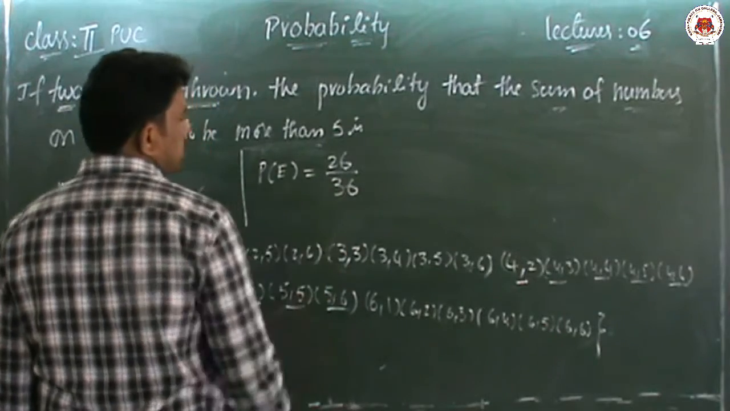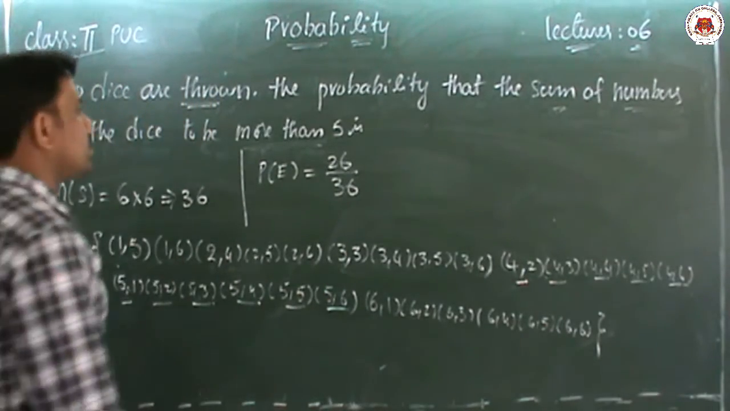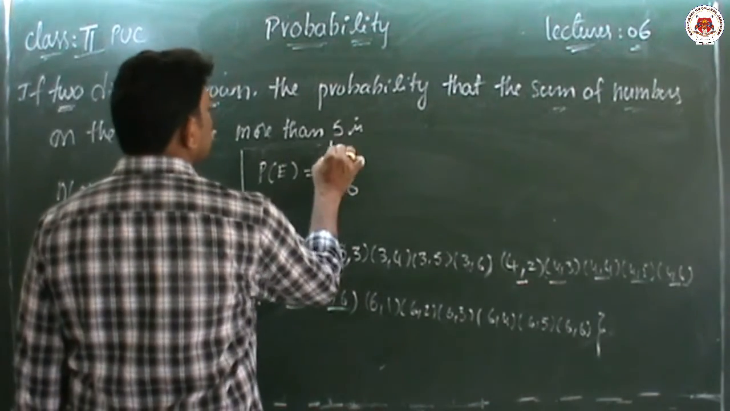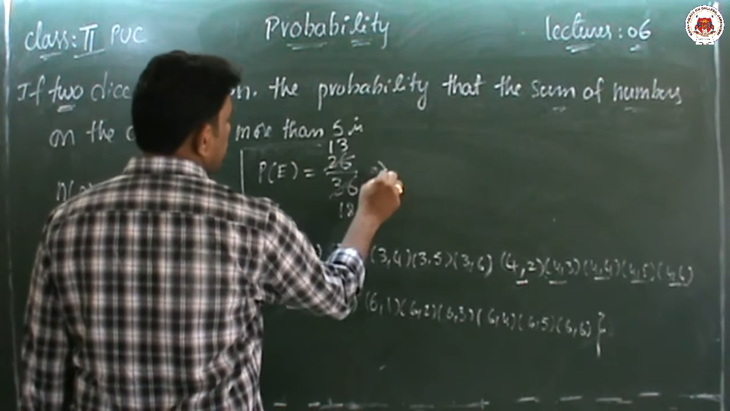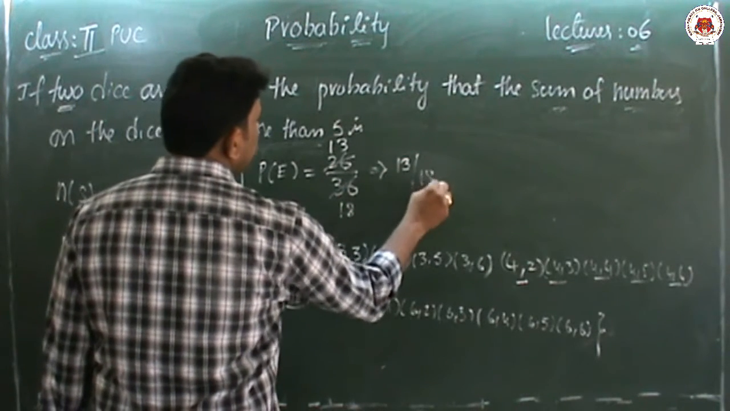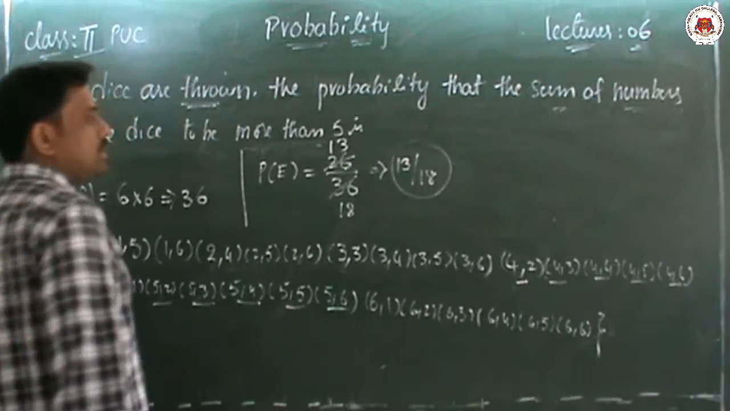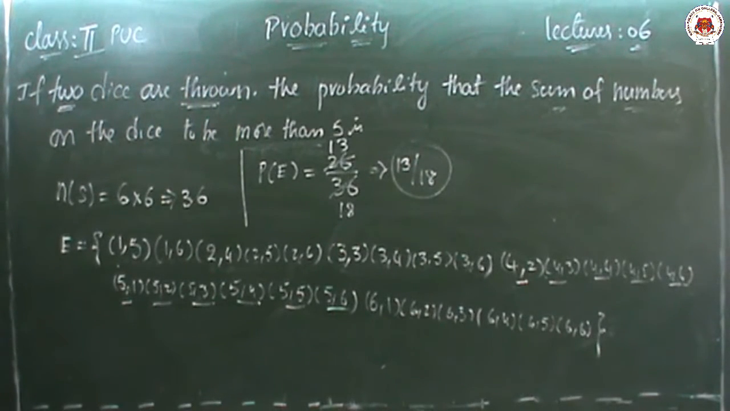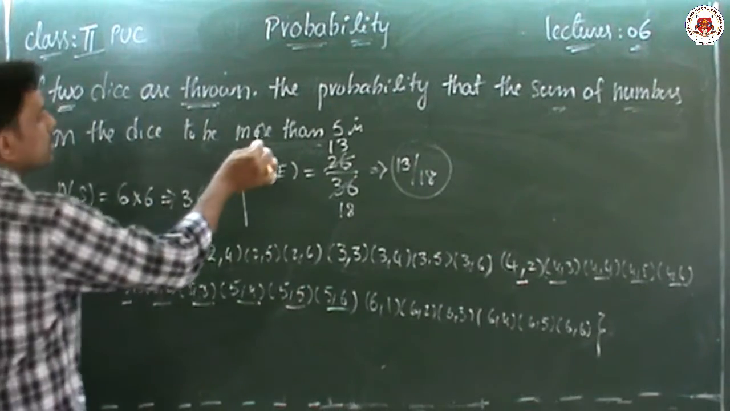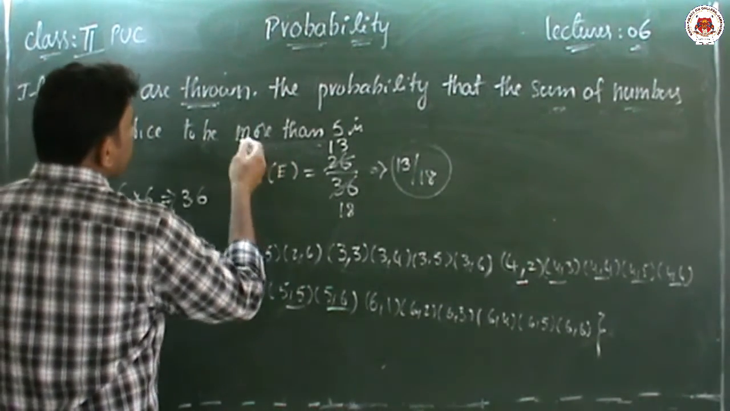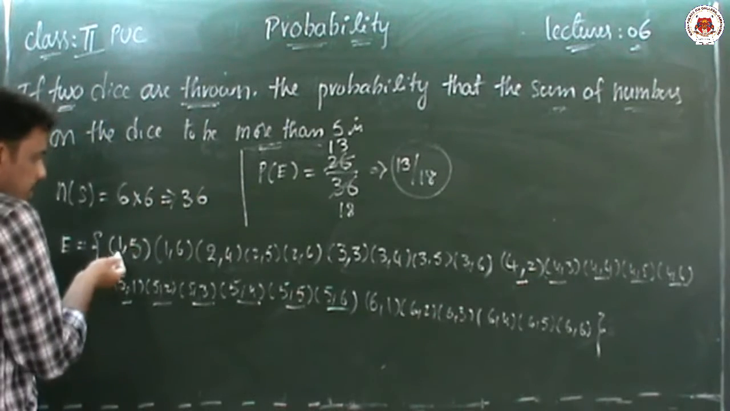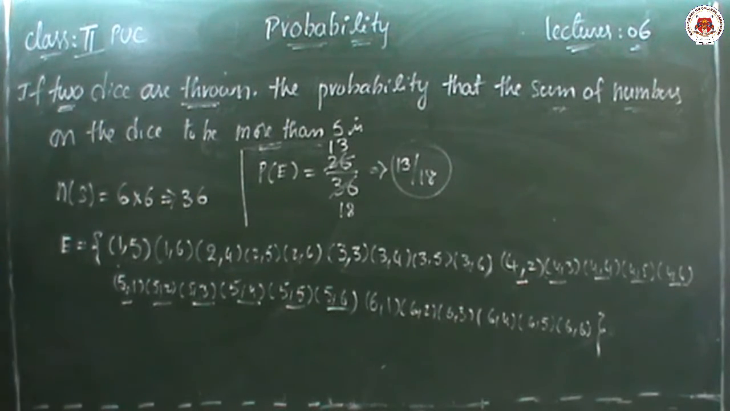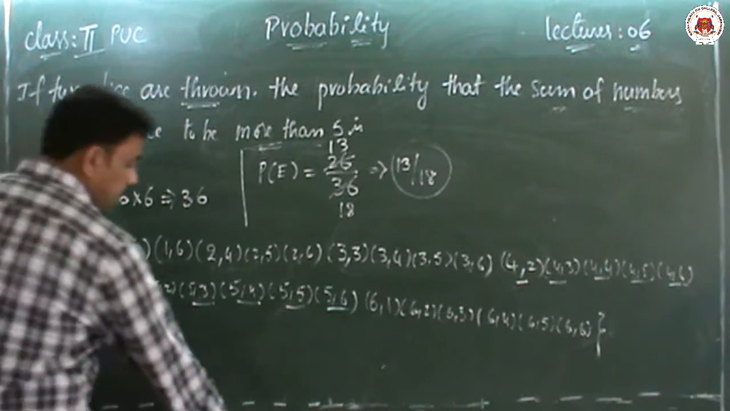26 out of 36. If possible, you can cancel. With the 2 table, 2 ones are 2, 2 threes are 6. Here also 2 ones are 2, 2 eights are 16. So what is the answer? 13 by 18 is the answer. This is the method. Same as the previous question only, but here the only difference is that in the previous question they said equal to 5. In this question he said more than 5. More than 5 means these are the events. That is the question. Now we will go to another question.